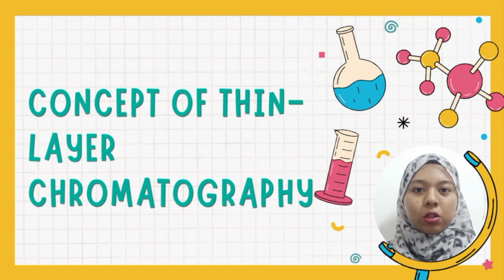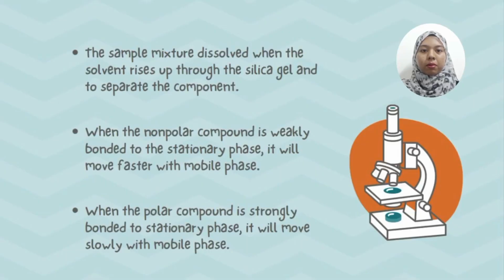We'll continue the presentation with the concept of thin layer chromatography. Firstly, the sample mixture will dissolve as the solvent rises up through the silica gel on a plate and will travel up the plate to separate the components. The non-polar compound will move faster with the mobile phase because it is weakly bonded to the stationary phase, resulting in it eluting first. Besides, the more polar compound will move slowly because it is strongly bonded to the stationary phase, resulting in it eluting later.